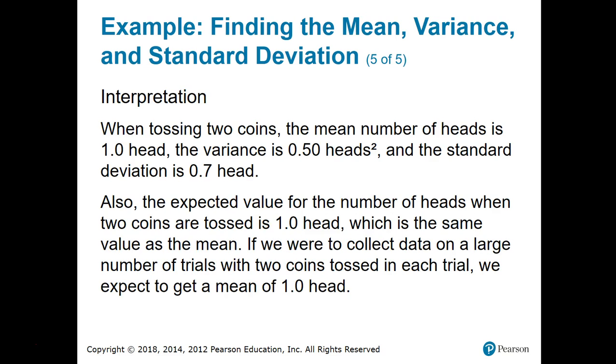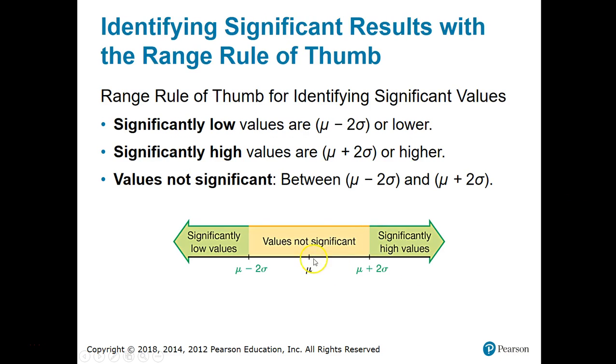I'm tossing 2 coins. The mean number of heads is 1. That makes sense. Variance is 0.5 heads. So we'll usually get within a couple of standard deviations. Standard deviation is 0.7, so that means we should get 1 plus or minus 0.7 heads 63% of the time, which is 1 because that's discrete. All right. So we expect 1. Makes sense.